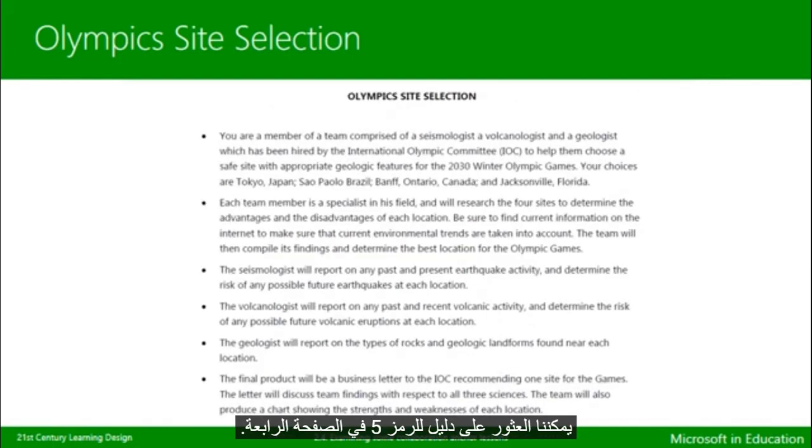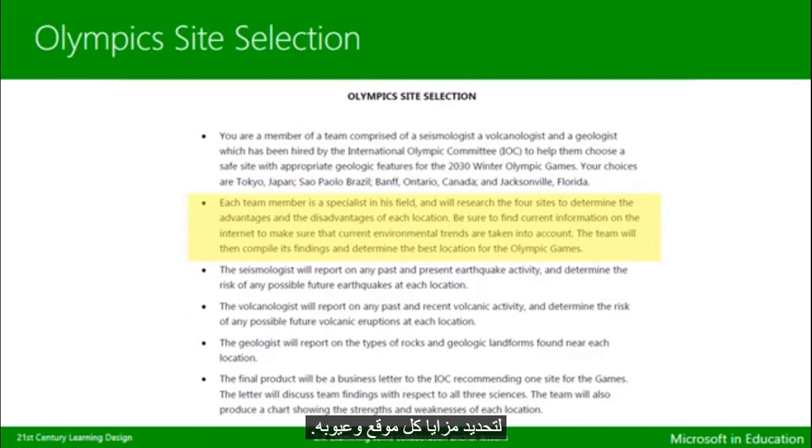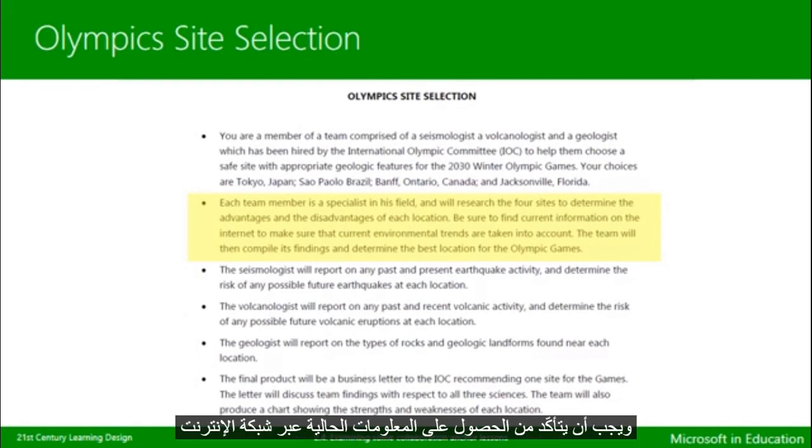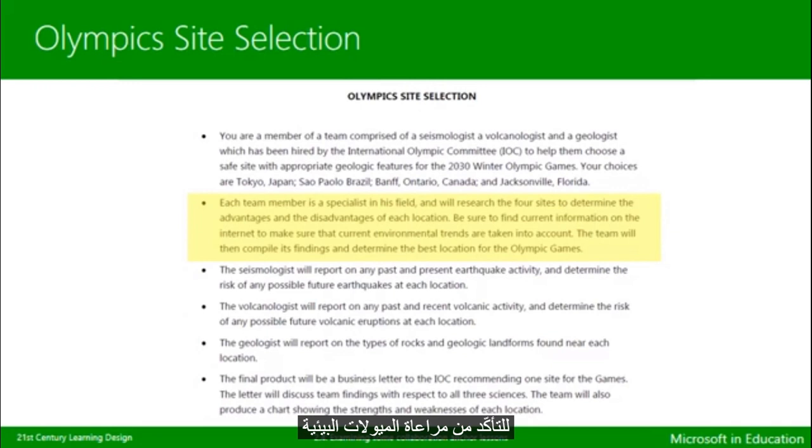The evidence for a code 5 is found on page 4. The second bullet reads, each team member is a specialist in his field and will research the 4 sites to determine the advantages and the disadvantages of each location. Be sure to find current information on the internet to make sure that current environmental trends are taken into account. The team will then compile its findings and determine the best location for the Olympic Games.